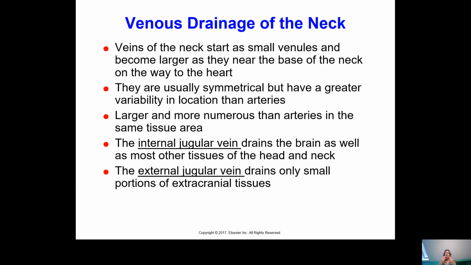They are usually symmetrical but have greater variability in location than arteries. Larger and more numerous than arteries in the same tissue area, so there are more veins and they are larger. The internal jugular vein drains the brain as well as most of the other tissues of the head and neck. The external jugular vein drains only small portions of extracranial tissue. So as far as arteries, the external carotid artery supplies most of the head and neck. When it comes to veins, it's the internal jugular that drains most of the tissues of the head and neck.